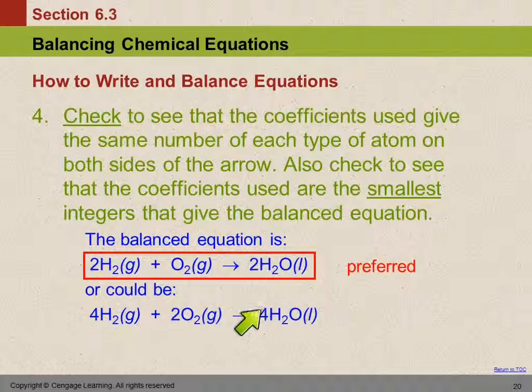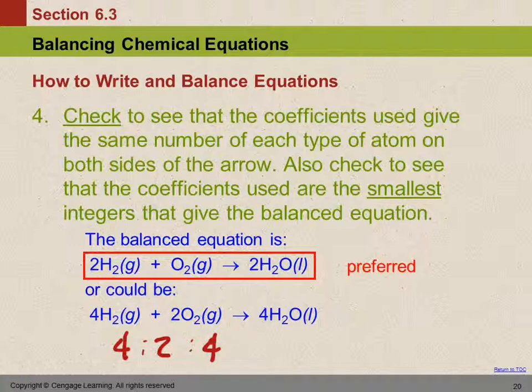Sometimes you'll end up with a balanced equation like this. This is balanced. Here we've got 4 times 2, 8 hydrogens over here, 8 hydrogens over there, 4 oxygens over here, and 4 oxygens over there. It's balanced, but we prefer that these coefficients be in the lowest ratio. So the ratios on this one are 4 to 2 to 2 to 4.